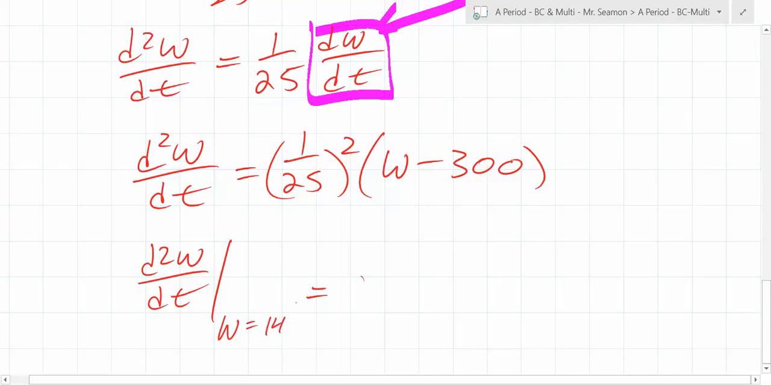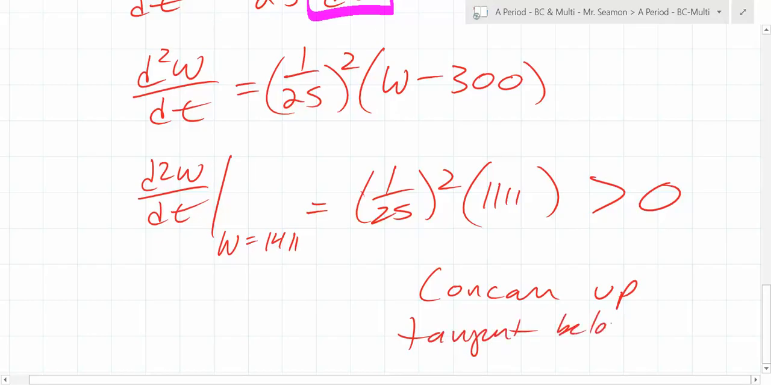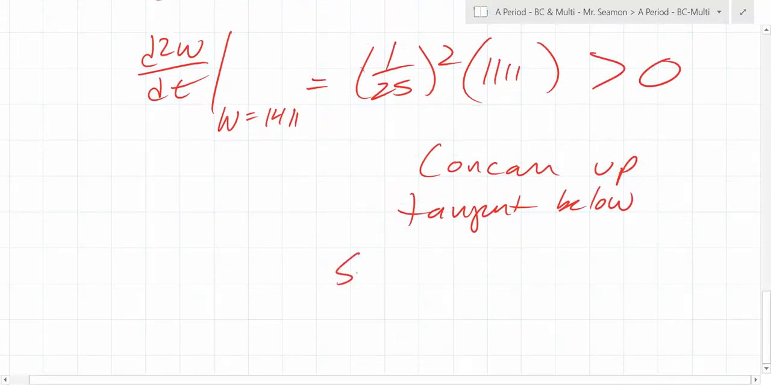Oh, that's 300, right? Like this, right? So what's that going to be? We don't care what it actually is, but it's going to be a 1, 1, 1, 1, right? Which is greater than 0. So what does that mean? Concave up. So the tangent line is below, so our estimate is an underestimate. Does that make sense, everybody?